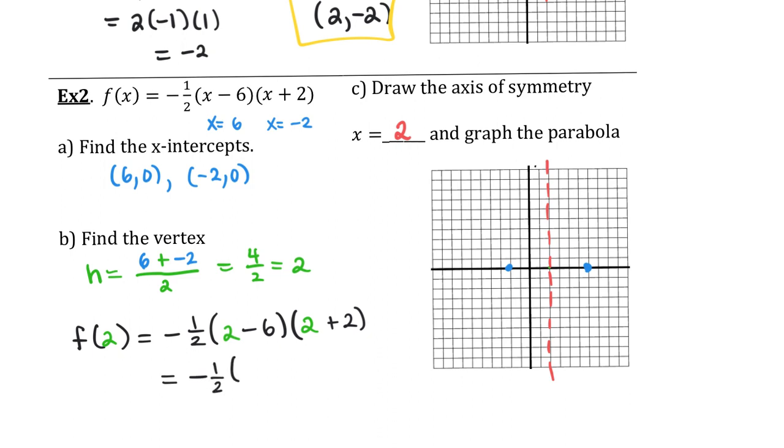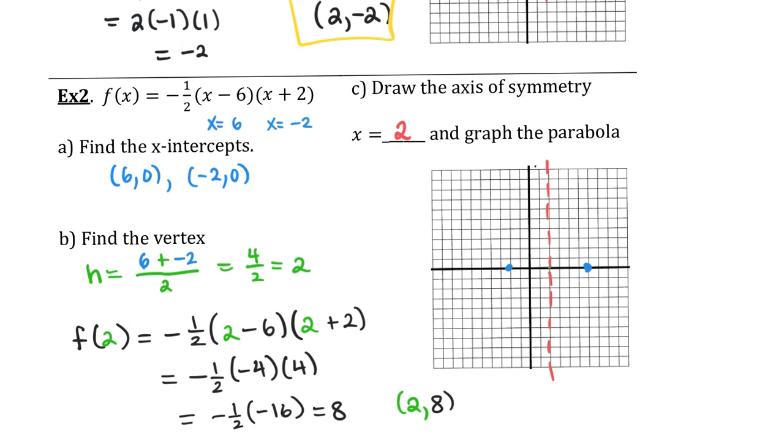Okay, 2 minus 6 is negative 4. 2 plus 2 is 4. Okay, so I'm going to do negative 1/2 times negative 4 times 4. Now, the order you multiply these does not matter. So if you would like to multiply them in a different order, you can. I think I'm going to multiply these numbers first. That's going to be negative 1/2 times negative 4 times 4, negative 16. Negative times negative is positive, and then half of 16 is 8. Okay, so the vertex should be at (2, 8).